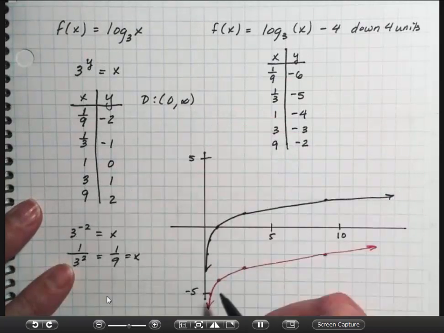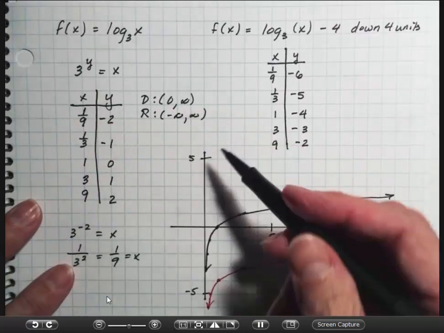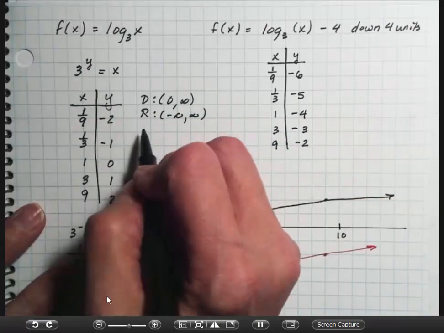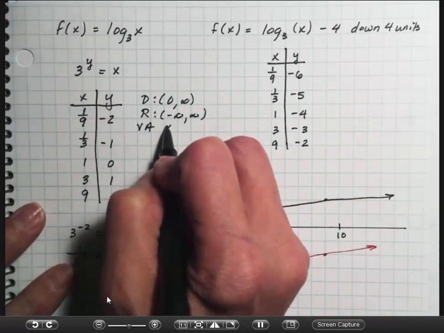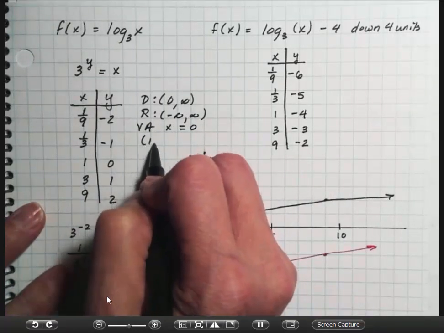So looking at the domain of my first function, it went from 0 to infinity. My range was from -infinity to infinity. And my vertical asymptote was x equals 0. And my y-intercept was at 1, 0.